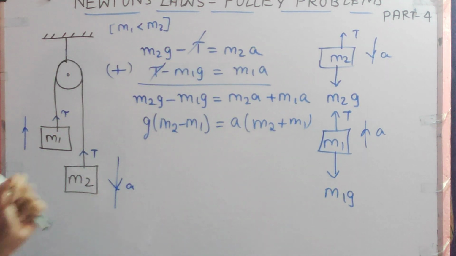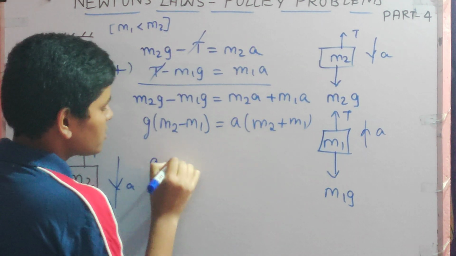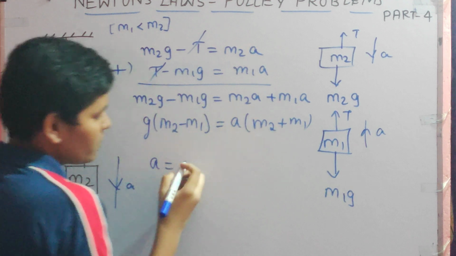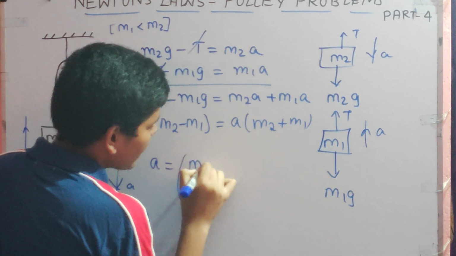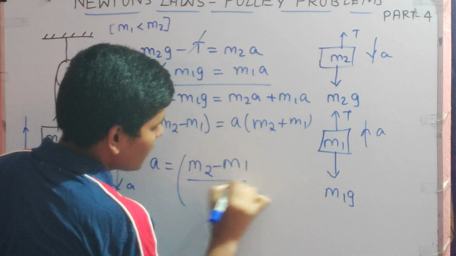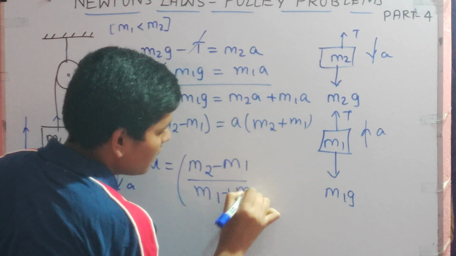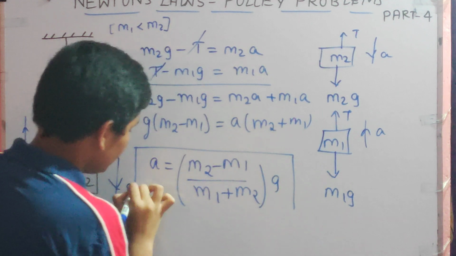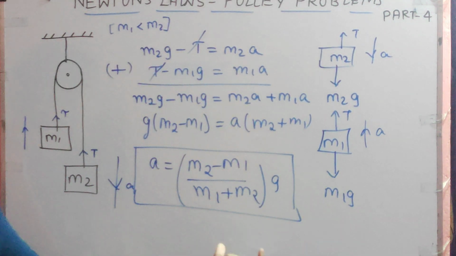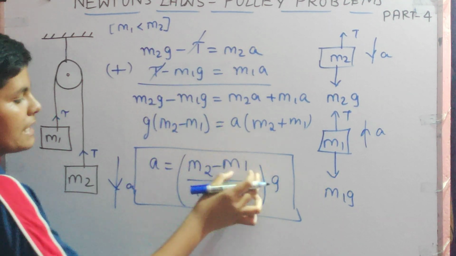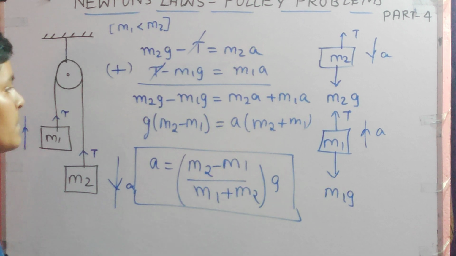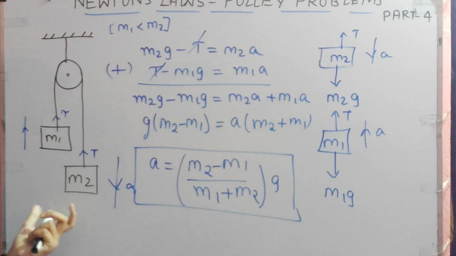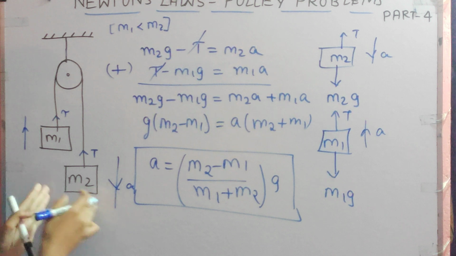Our goal is to find the acceleration. So A is equal to, this M2 minus M1 comes over here, so A is equal to (M2 minus M1) upon (M1 plus M2) into G. Now this is the short trick for finding the acceleration. This formula we have to remember. If we use this formula, we can find the acceleration of this system.